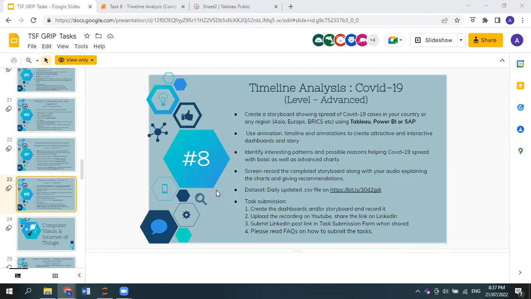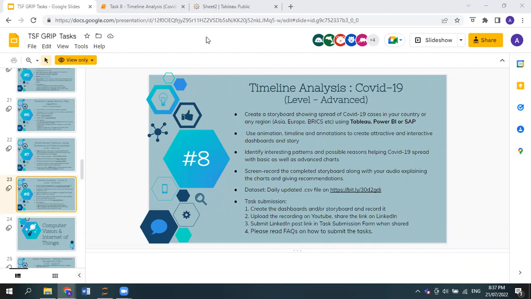Today I'm going to solve the last task of the data science internship at the Sparks Foundation. This task is about timeline analysis of COVID-19. Our objective is to create a storyboard showing the spread of COVID-19 cases using animation and charts, as well as identifying interesting patterns and possible reasons helping COVID-19 to spread.